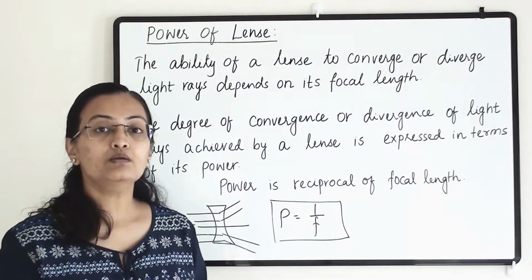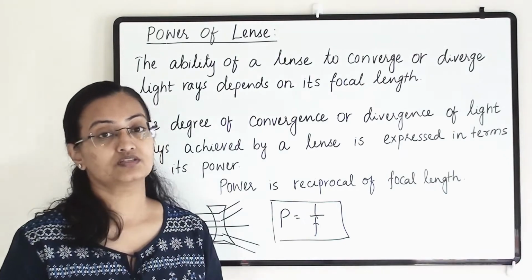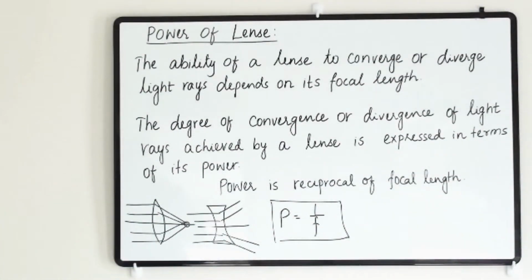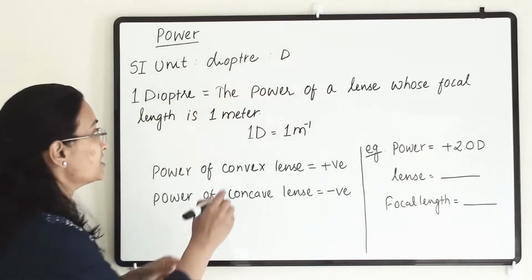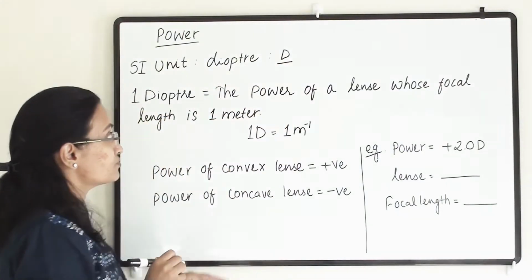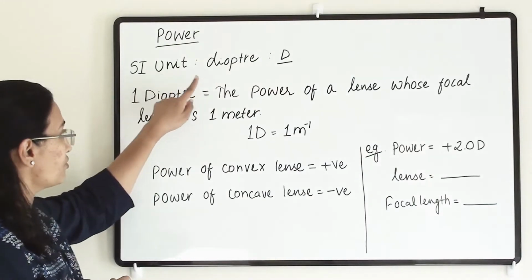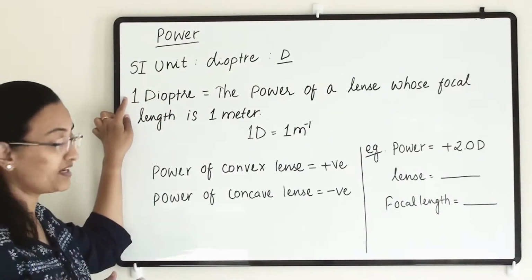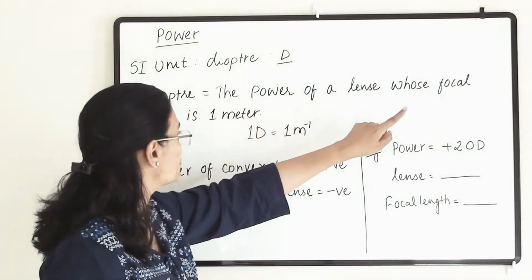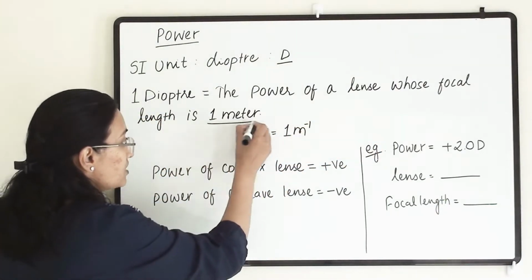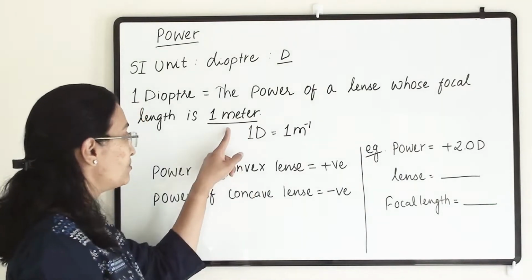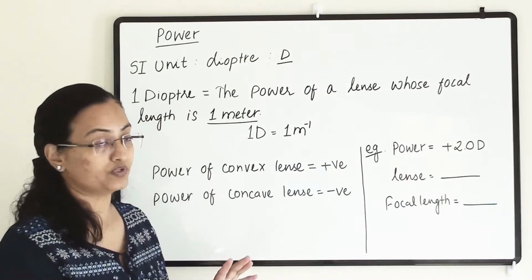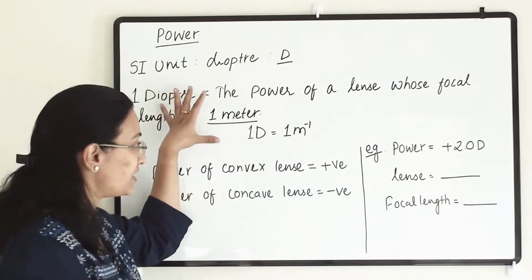Now let us understand more about power and the units of power. The SI unit of power is dioptre and we write it with a capital D. So D is dioptre, and that is the unit of power. Now one dioptre we can define as the power of a lens whose focal length is 1 meter. It can be convex or concave. If its focal length is 1 meter, then its power is 1 dioptre. That is how we can define 1 dioptre of power.